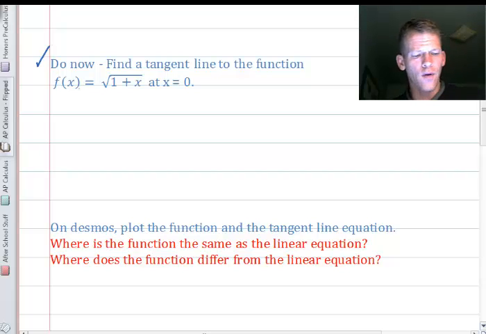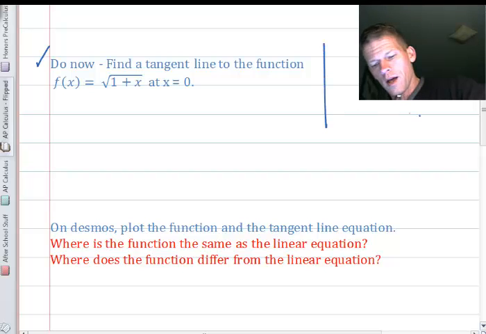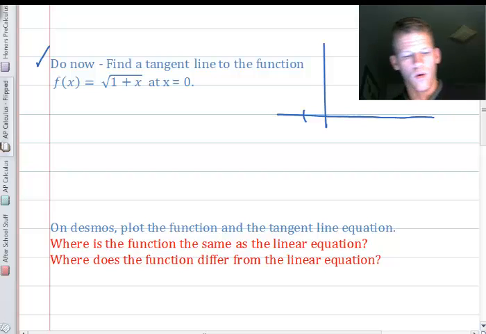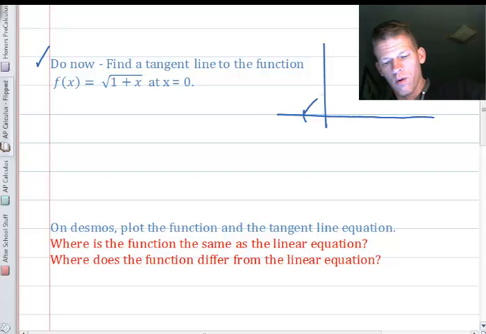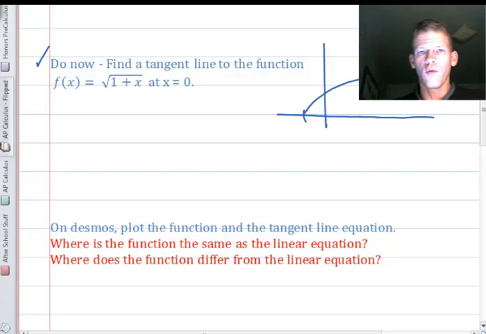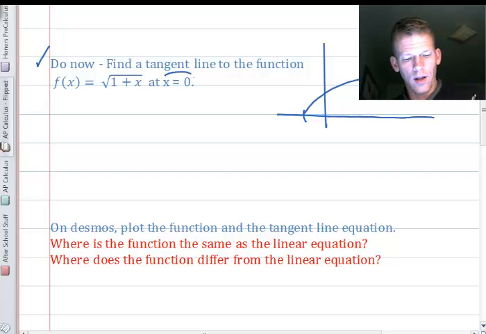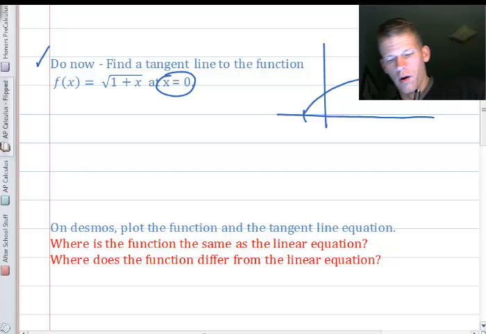So first we have this function. It's the square root of 1 plus x. I'm hoping that you guys know from your transformation of functions that the square root of 1 plus x is a square root function moved to the left by 1, and we're going to do a linearization at 0. So that means that when we draw our tangent line, it should look like that.